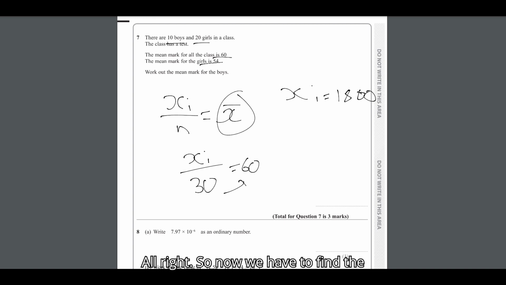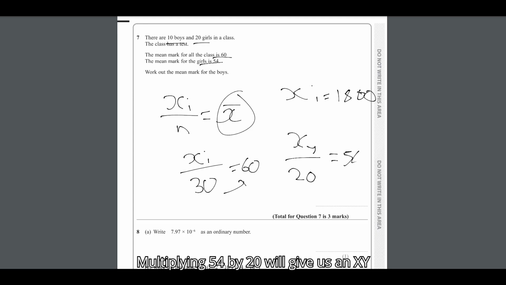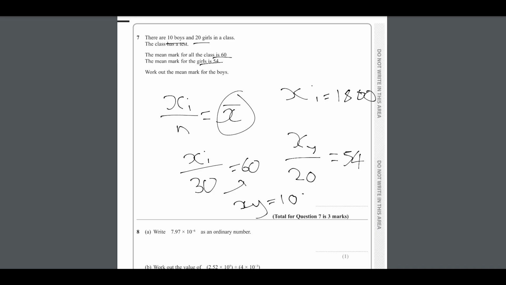Alright? So now we have to find the total mark for the girls, as we're given the mean mark for the girls. So let's say the total mark is considered xy. The number of girls within the class is 20, and the mean mark is 54. Multiplying 54 by 20 will give us an xy value of 1080. So xy is equal to 1080.